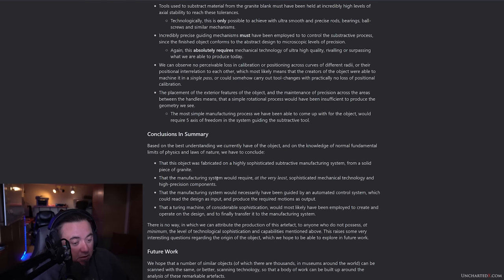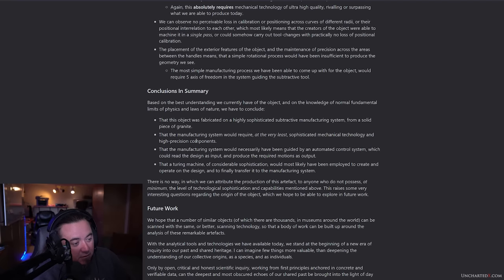basically. So, conclusions in summary: The object was fabricated on a highly sophisticated subtractive manufacturing system from a solid piece of granite. The manufacturing system would require, at the very least, sophisticated mechanical technology and high-precision components. The manufacturing system would necessarily have been guided by an automated control system, which could read the designer's input and produce the required motions as output. A Turing machine of considerable sophistication would most likely have been employed to create and operate on the design and to finally transfer it to the manufacturing system.